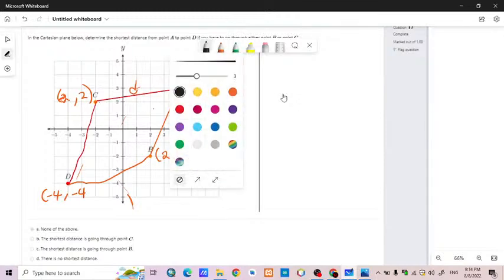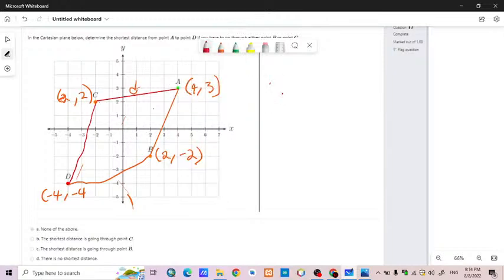Let's make this one red again. I prefer red. Then you just need the equation for the distances. To calculate the distance between 2 points, d is equal to the square root of x2 minus x1, squared, plus y2 minus y1, squared.